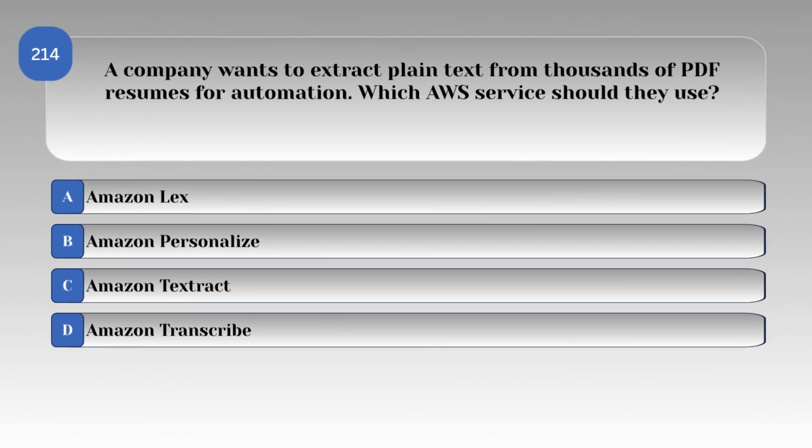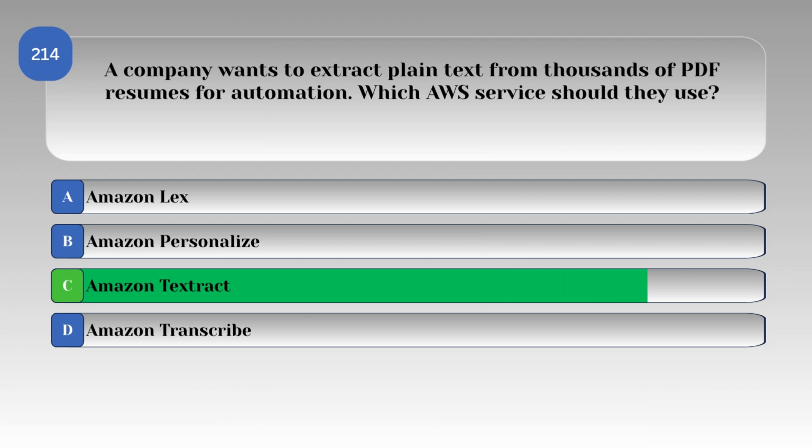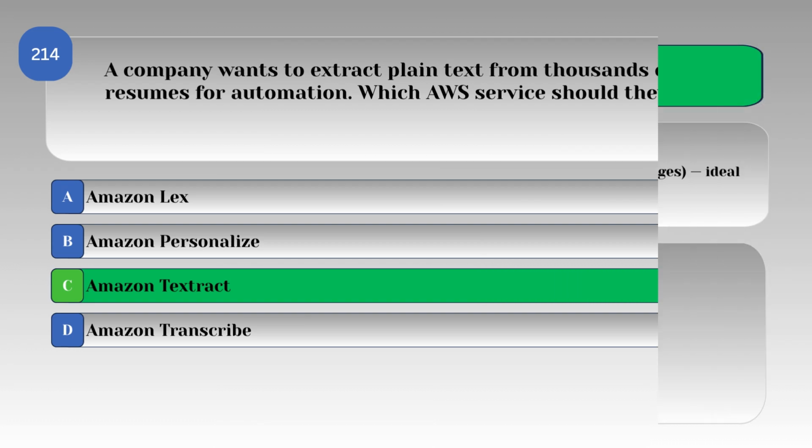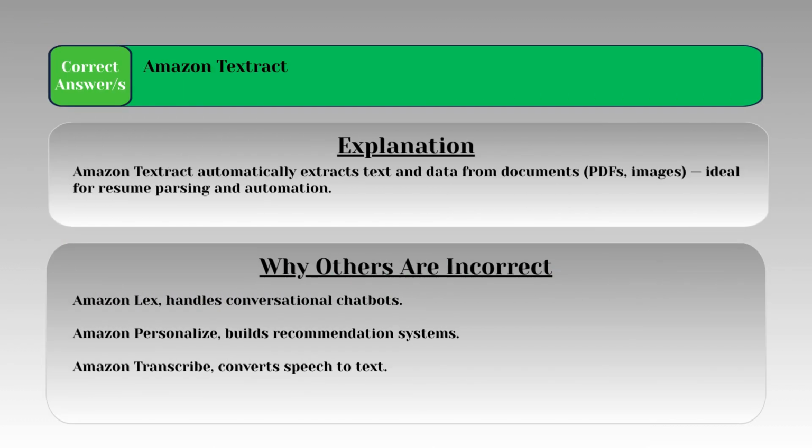A company wants to extract plain text from thousands of PDF resumes for automation. Which AWS service should they use? Correct answer: Amazon Textract. Explanation: Amazon Textract automatically extracts text and data from documents, ideal for resume parsing and automation.